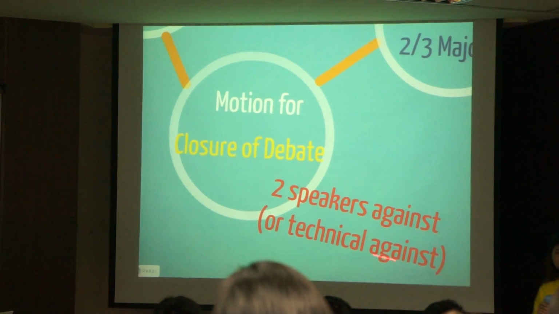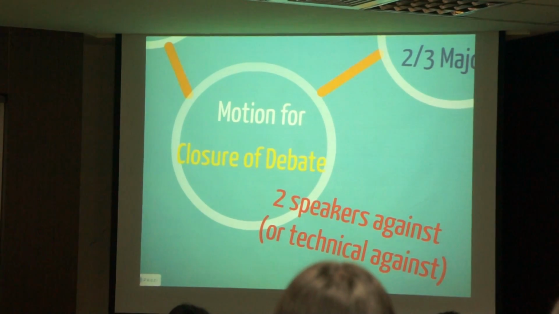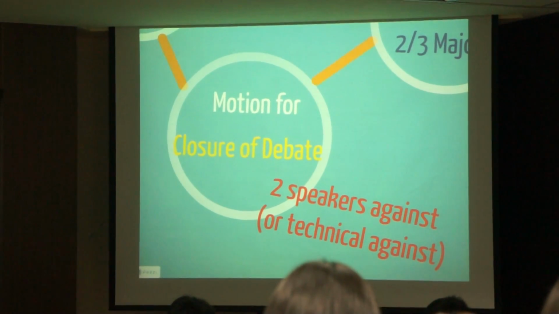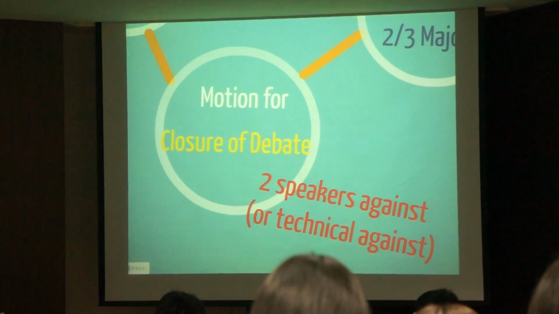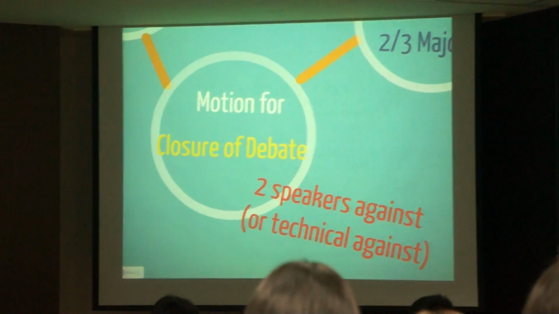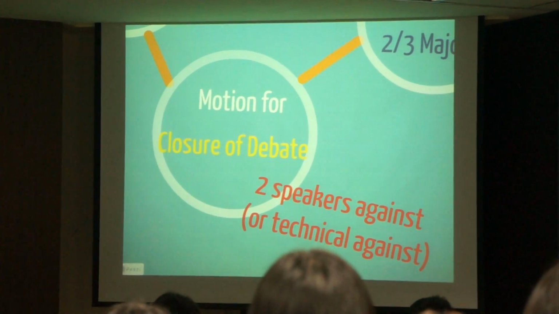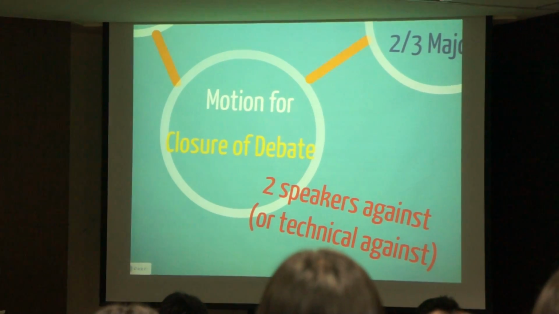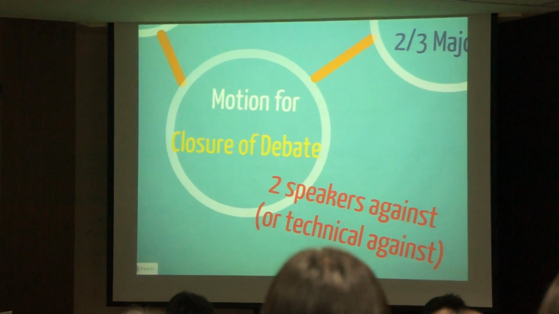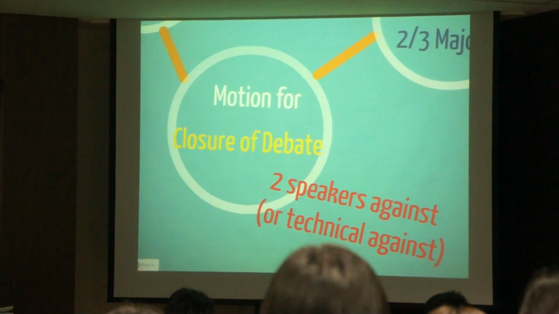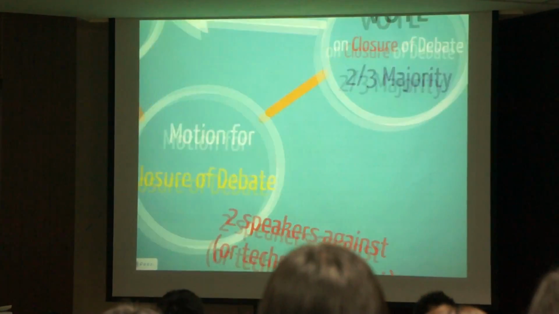So you can also raise a technical against if the chair accepts. What technical against is that I am truly for this motion, but because the ROP requires the body to have 2 against, I will raise a technical against. So I'm actually supporting it, but I raise it just for the conference to continue. So that is technical against. This is quite important because for every closure of debate, the process is similar.